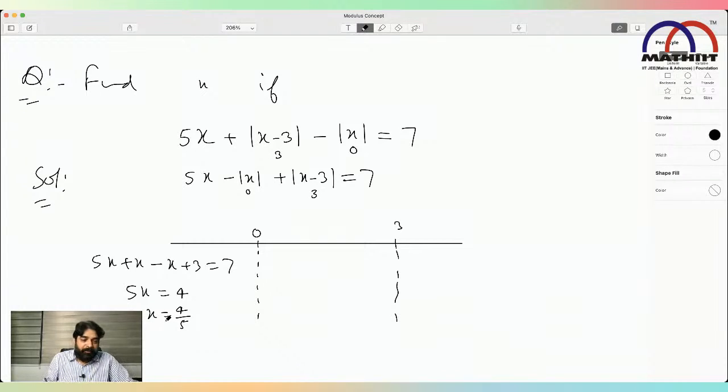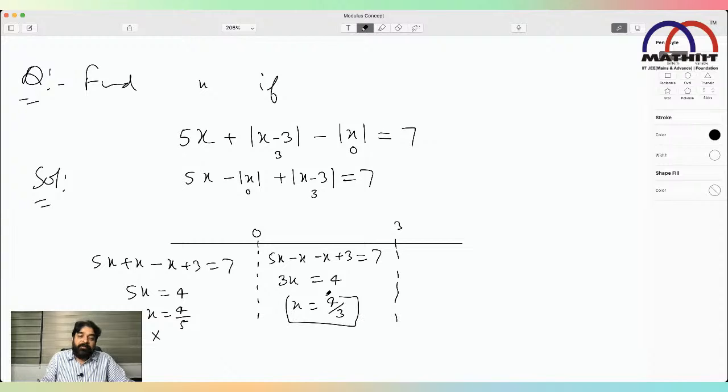Have you understood the point? This is rejected because 4 by 5 will be after 0, so this will not be considered. Between 0 and 3, after 0 this will be positive. So 5x minus x, and this will still be negative: minus x plus 3 equal to 7. Minus 5x minus 2x, 3x, and this will be equal to 4, x equals 4 by 3.